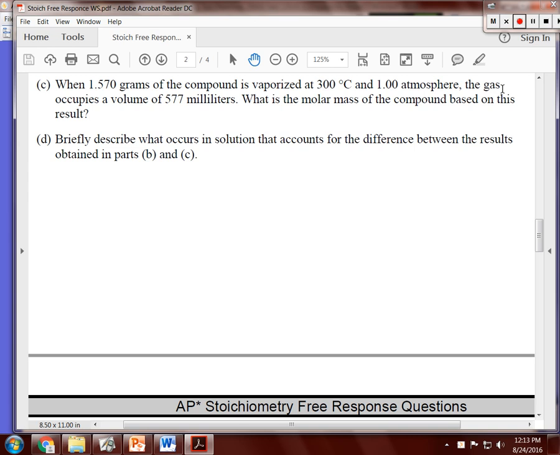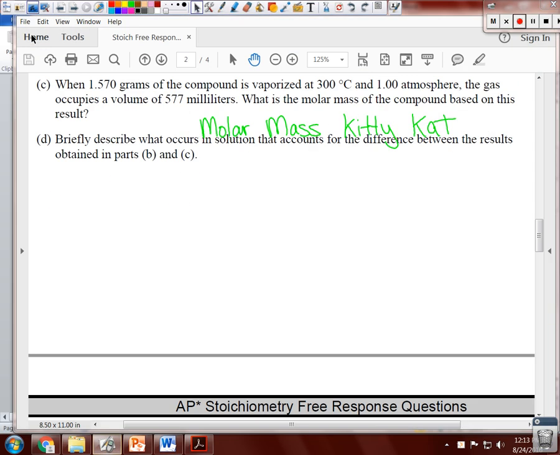Okay. So see, when a 1.5 gram sample of compound is vaporized at 300 degrees Celsius in 1 atmosphere, the gas occupies a volume of 577 milliliters. What is the molar mass of this compound? So let's stop right there and look at this. Notice what they gave you. They gave you a mass, true or false? True. They gave you a temperature, true or false?